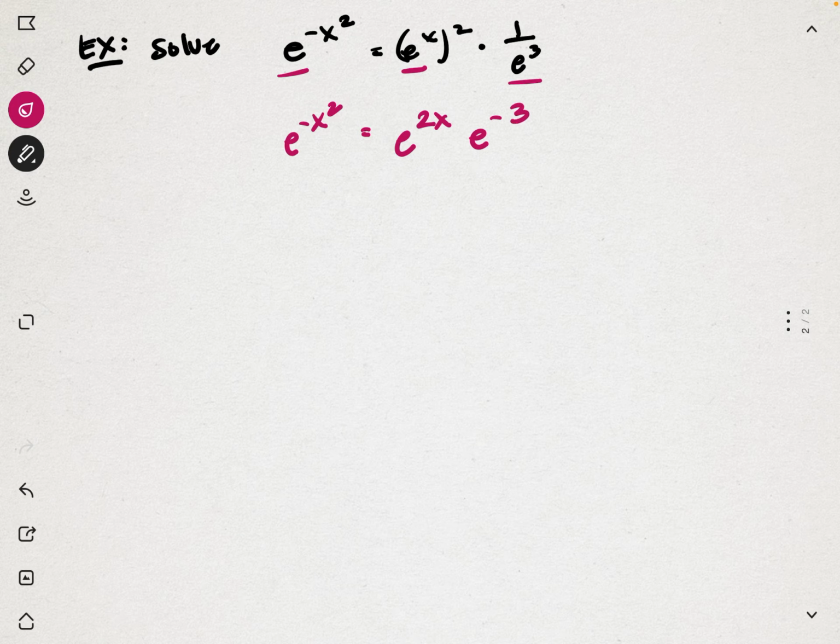Now we're going to use some more rules here. So if we have the same base, we can add the exponents. So we have e to the 2x. We could say plus negative 3, but it's just probably nicer to write minus 3. Okay, and then now that we have the same base here, in order for these two things to be equal, negative x squared's got to be equal to 2x minus 3.